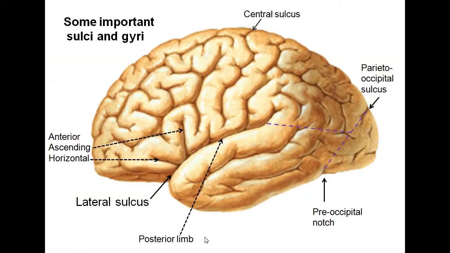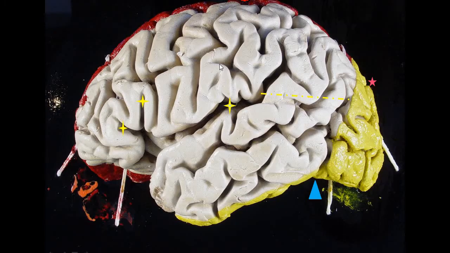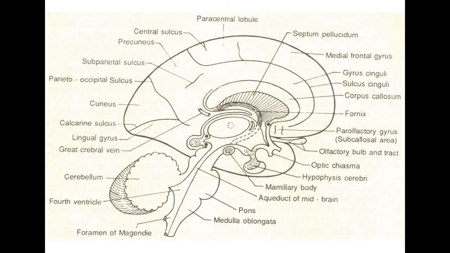So this is exactly how it appears. Lateral sulcus, central sulcus, this is the parieto-occipital sulcus, pre-occipital notch, stem of the lateral sulcus, posterior ramus of the lateral sulcus. This is exactly how it appears. So in this you can see the depressed parts are called sulci and the elevated parts are called gyri, with their different names that can be seen clearly.